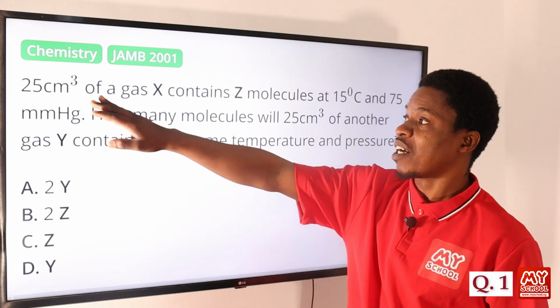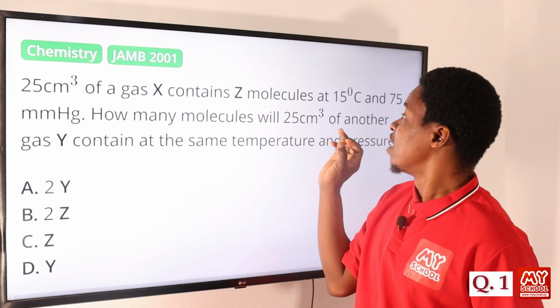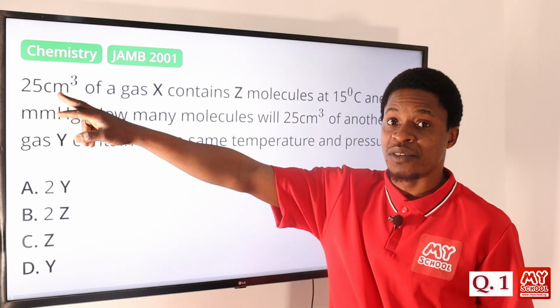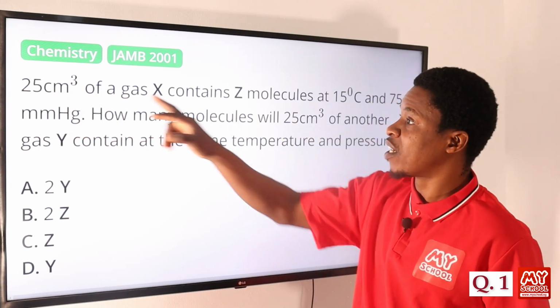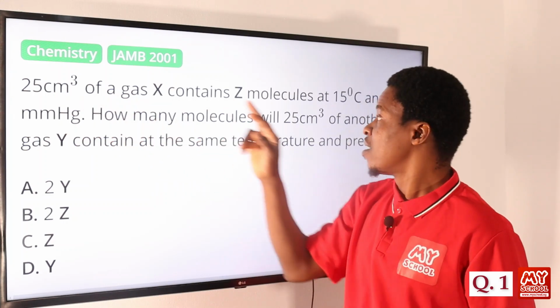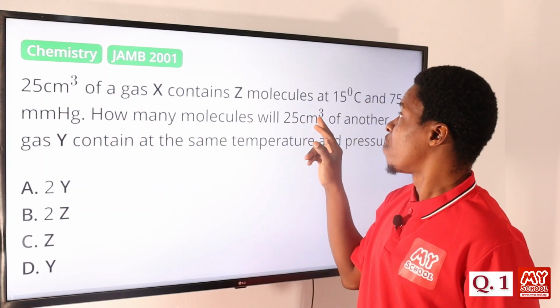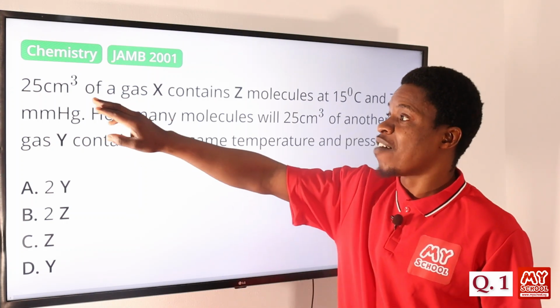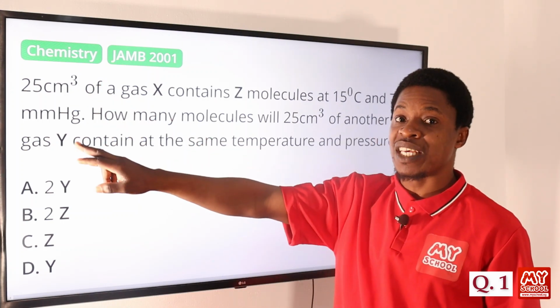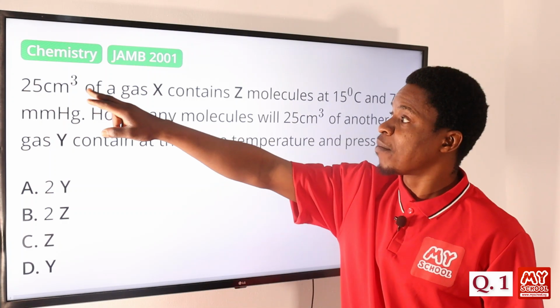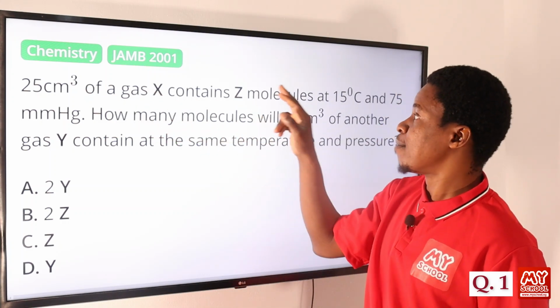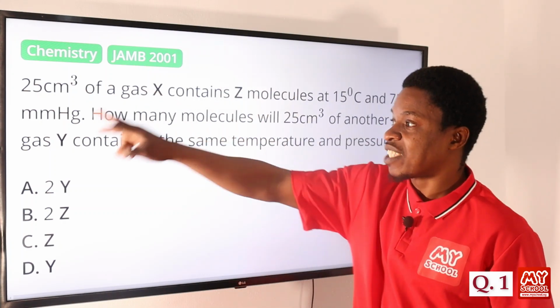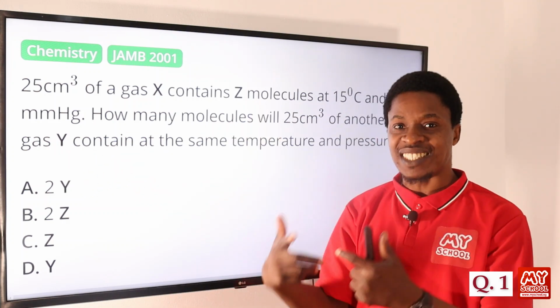If you look at this question now, since the volumes are actually the same, that's what Avogadro's law says. Since volumes are the same, for gas X is 25 cm cube, for gas Y is 25 cm cube, then at the same temperature and pressure, the number of molecules for X will be the same for gas Y. So 25 cm cube of gas X contains Z molecules, which means that gas Y will also contain Z molecules.